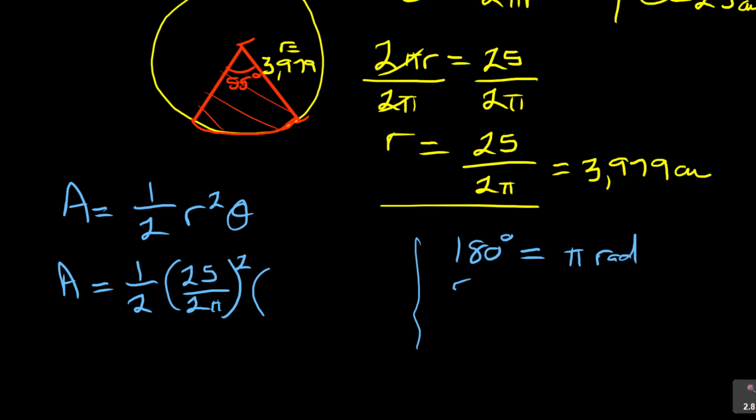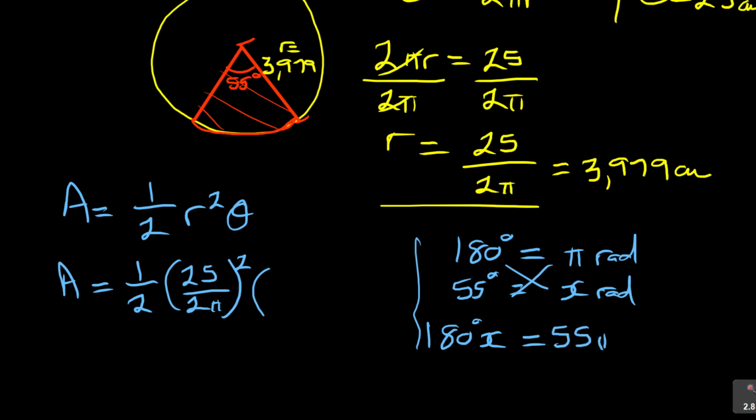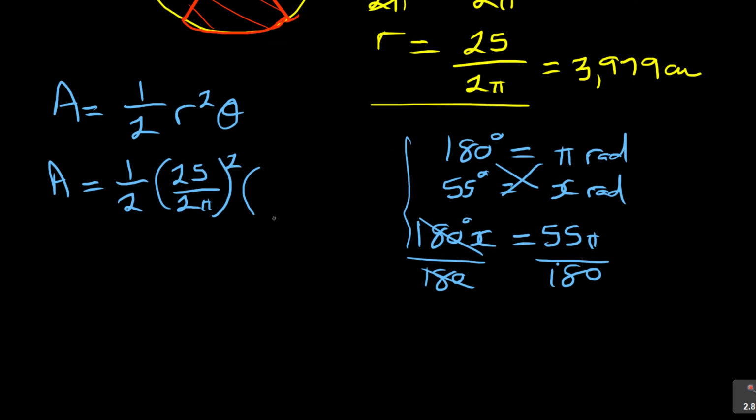So what about 55 degrees is equal to x rad? You cross multiply. So 180 degrees times x is equal to 55 pi. Then you want x there, so divide by 180, divide by 180. So that's how you convert 55 degrees. So x, I'll show you with the calculator also.